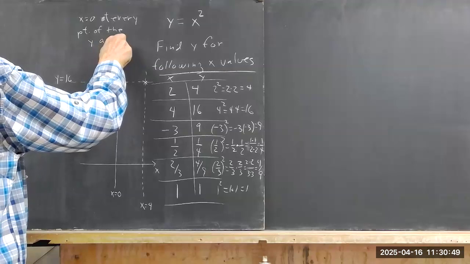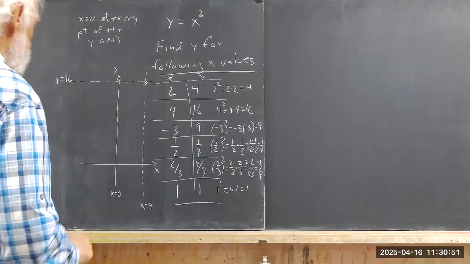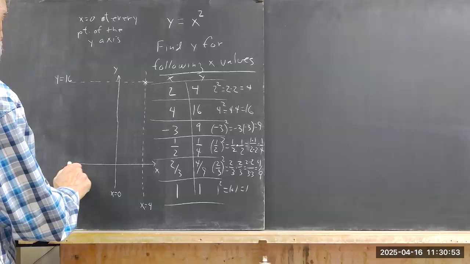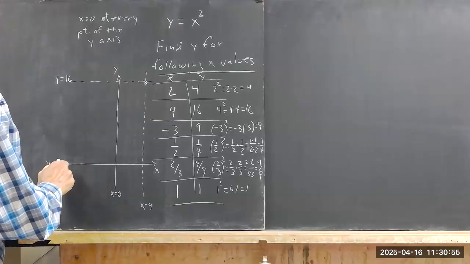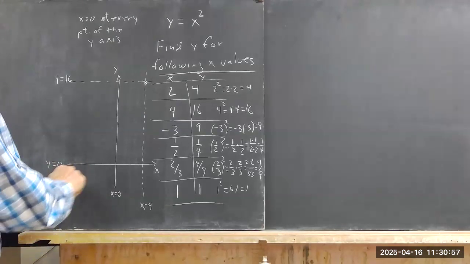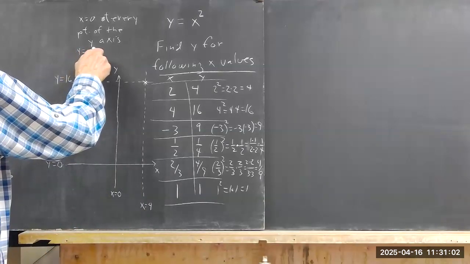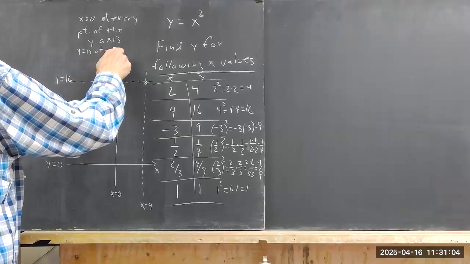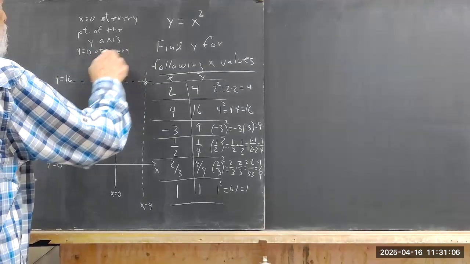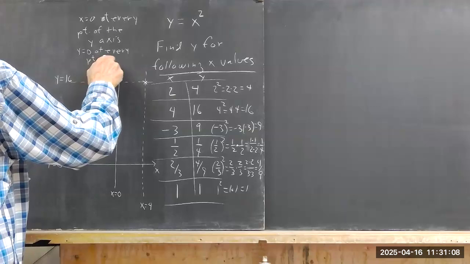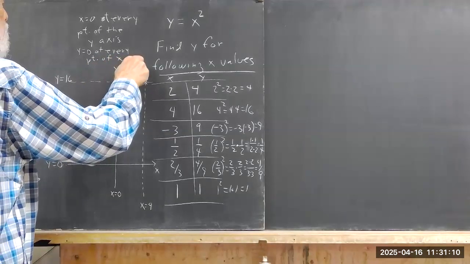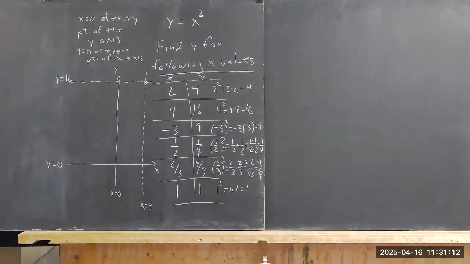The axis. And then Y equals 0 at every point of the X-axis. Does all that make sense?